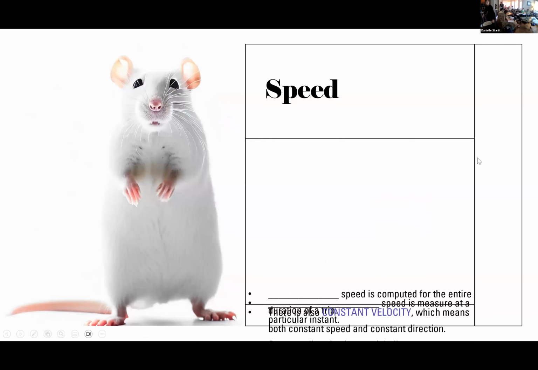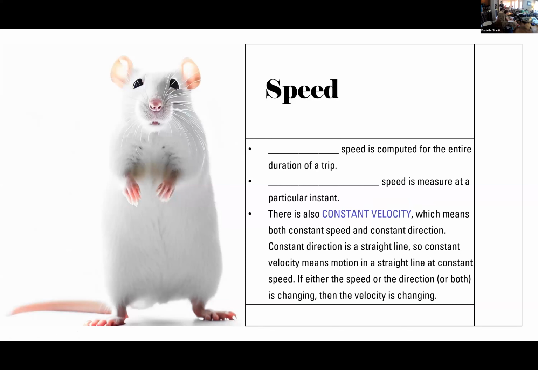Now, what kind of speed is computed for the entire duration of a trip? Average speed. You are right. And what do you call it at just an instant? Instantaneous. Instantaneous speed is measured at a particular instant. That's correct. It's up here too.